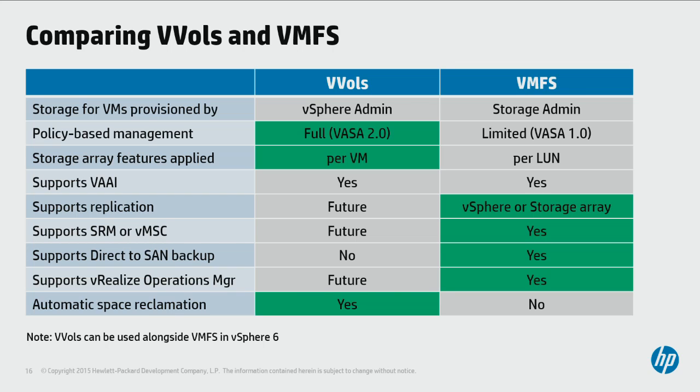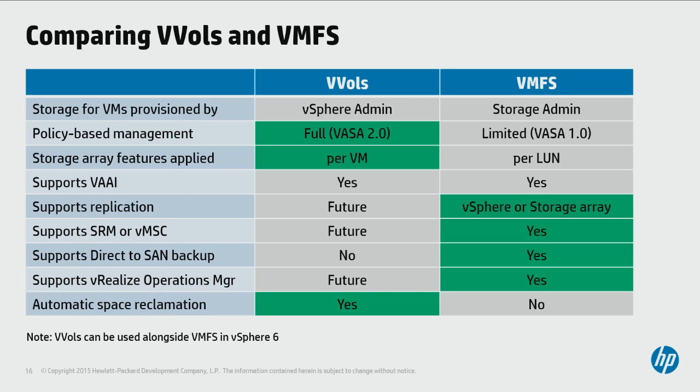So vSphere features get applied per VM instead of per LUN. They both support VAAI, but it's a little bit different with VVols, and I've got a slide that will cover the different characteristics of VAAI with VVols. Replication is one of those things that isn't supported yet. That's not really the vendor's fault; that's more on VMware. They haven't built that into the VASA 2 specification today. The next version of VASA and vSphere that comes out will fully support replication. But at this point, you can't do array replication through the SPBM.